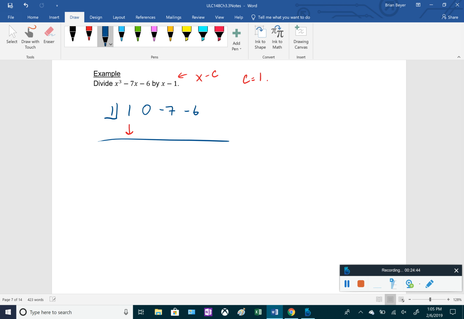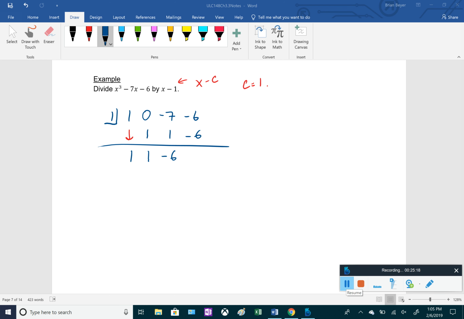Bring down that first term. So multiply, add, multiply, add, multiply, add. 1 times 1 is 1. 0 plus 1 is 1. 1 times, oops, did I miss something? Nope, looks good. So 0 plus the 1, 1. 1 times the 1, 1. Negative 7 plus the 1, negative 6. And then 1 times the negative 6, we get negative 6. And then add down negative 6 plus negative 6, negative 12. So this is our remainder.